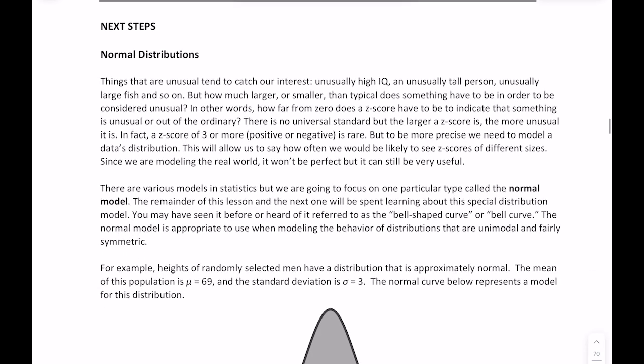Let's next talk about normal distributions, which is a very important distribution in statistics. The normal distribution is a model that we use that helps us to precisely describe where a value is in relation to the mean. And we can make a lot of estimations. We can calculate probabilities and percentages using the normal model.